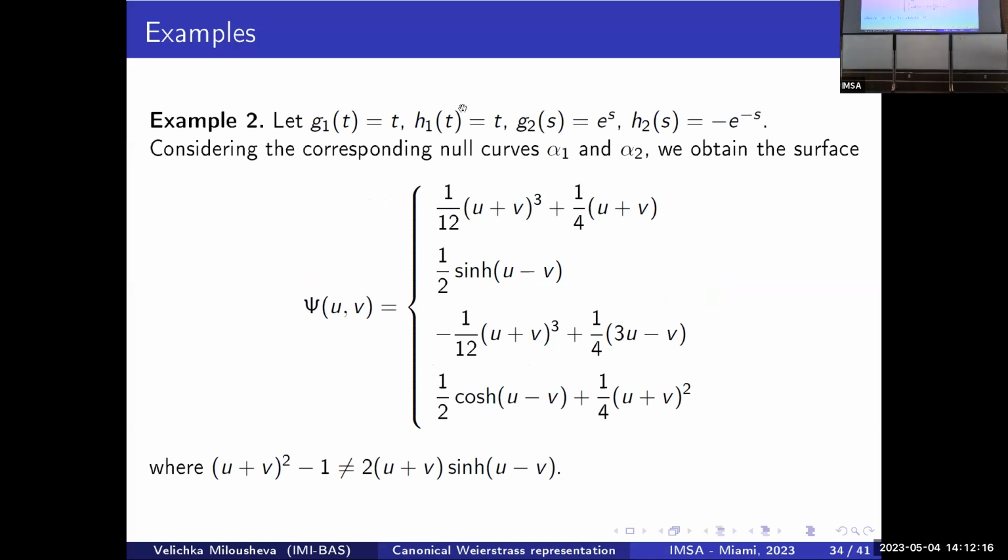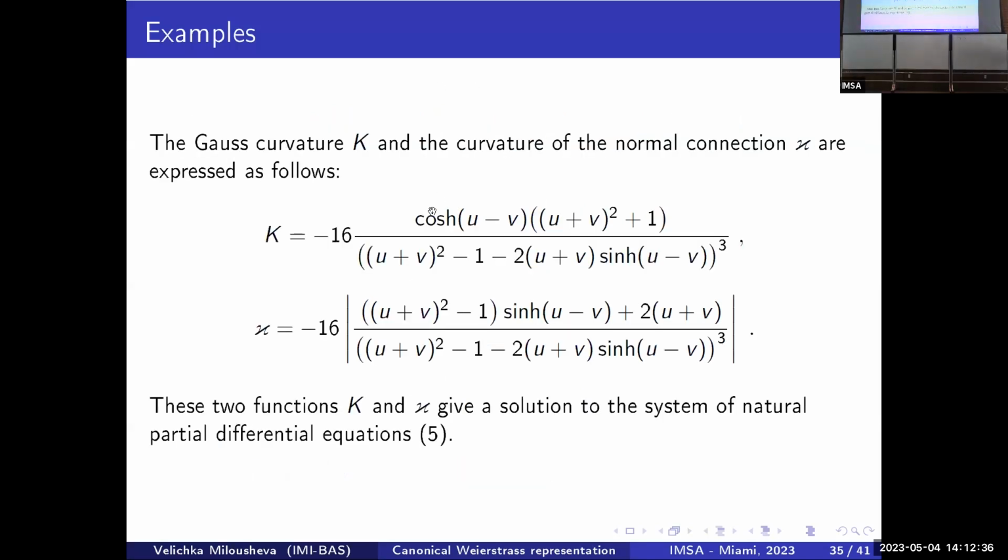Again, we define G1, H1, G2, H2 in this way. Calculate the null curves alpha 1 and alpha 2 generated by these four functions, and then apply the canonical Weierstrass representation formula and obtain this surface. And the Gauss curvature and the normal curvature of this surface look like this. More complicated. They depend on both parameters U and V, and these two functions give a solution to the system of natural partial differential equations.